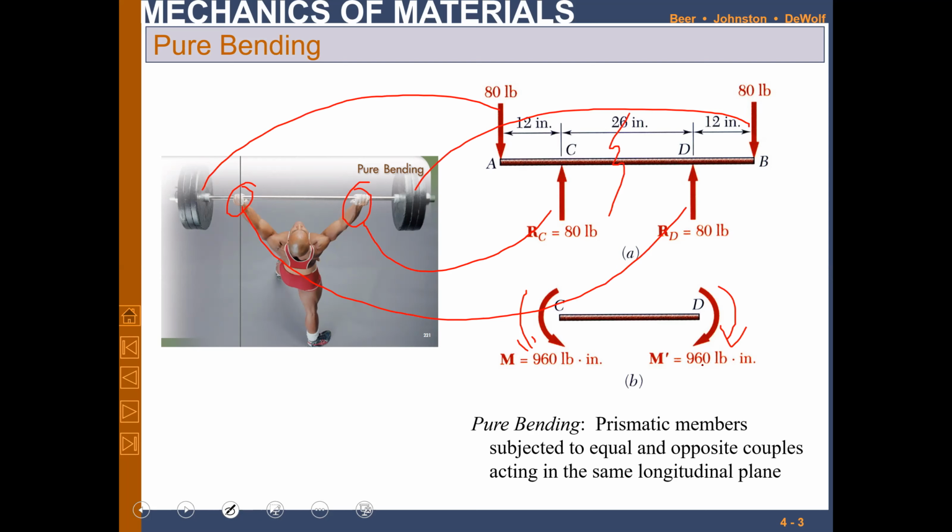So in this particular section CD, there will be pure bending, although there will be some shear force as well, but we will ignore that and deal with it in the next chapter. Equal and opposite forces are being applied by the hands, which are RC and RD, equivalent in amount to the 80-pound weight on either side of the hands, right?